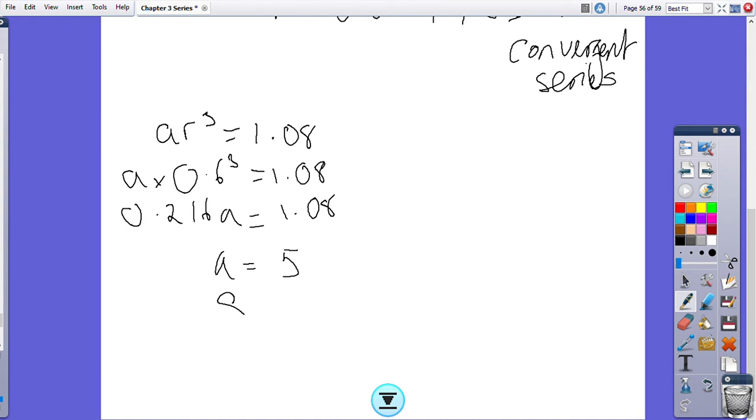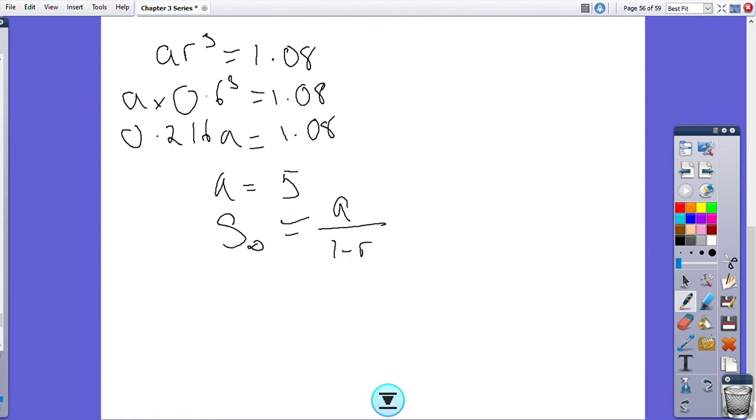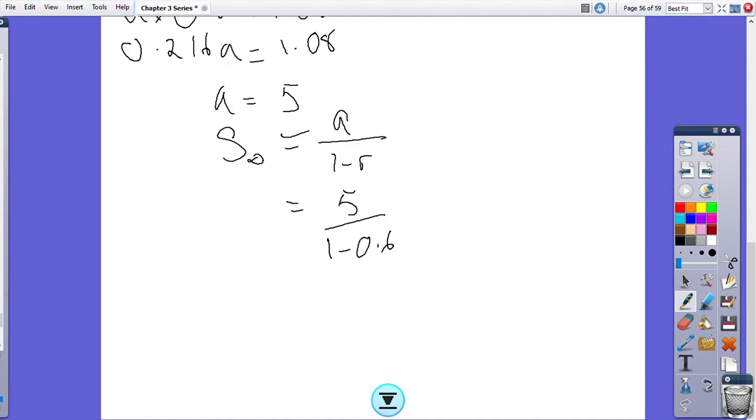Sticking that into the formula for sum to infinity, you've got a over 1 minus r. So you're going to have 5 over 1 minus 0.6, and that leaves us with the grand total of 12.5. I don't think that example is too different from what we did in the last section, although it is a bit tricky, and the idea that you can divide equations does throw some students.